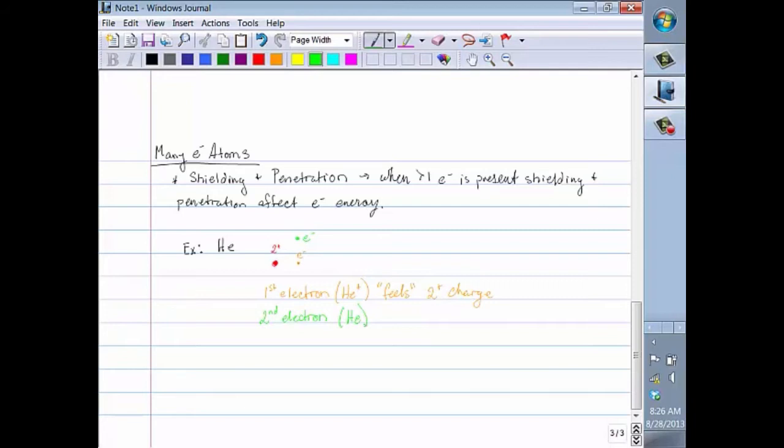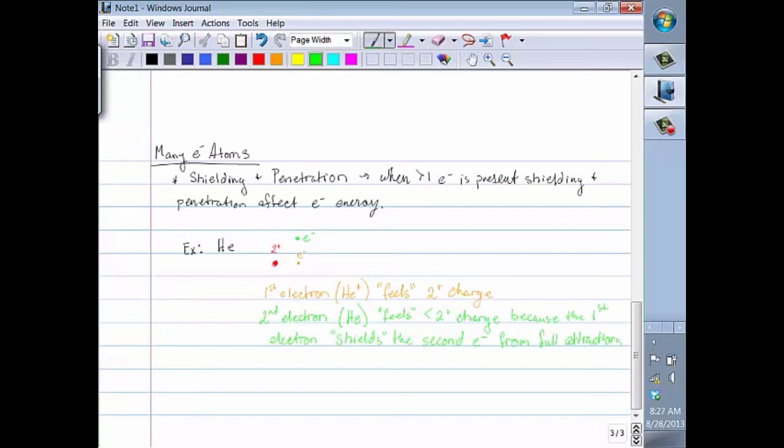Okay. So when you add the second electron, it feels less than a 2+ charge, but it feels more than a +1 charge. And it's because every electron that's in the atom already cancels out the positive charge a little bit, but not completely. So the second electron feels less than 2. And this is because the first electron shields the second electron.